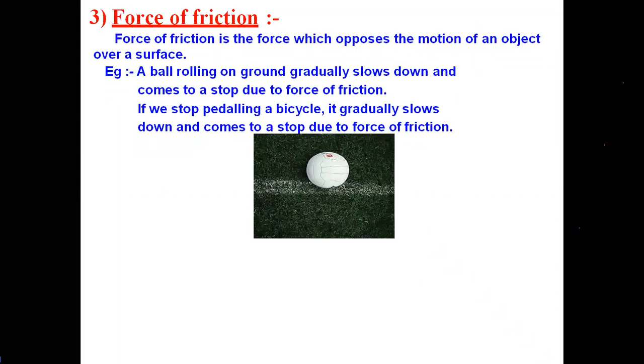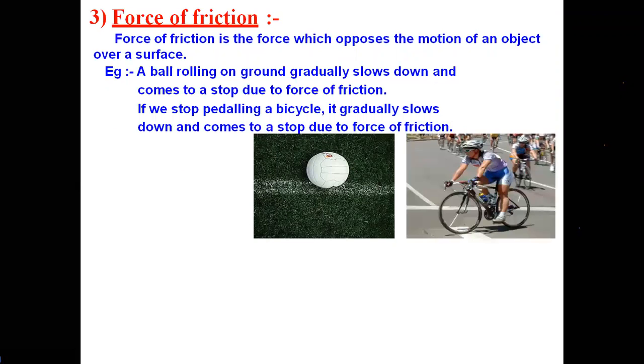Look at this ball, it is moving on the ground, and after some time it will stop because of the frictional force. And here the person riding, initially pedaling the cycle, if he stops pedaling, then the bicycle moves to a certain distance and then stops because of the frictional force. Now, the frictional force always acts opposite to your applied force. See, you are applying force in this direction, and at that time the frictional force is opposite to your direction.